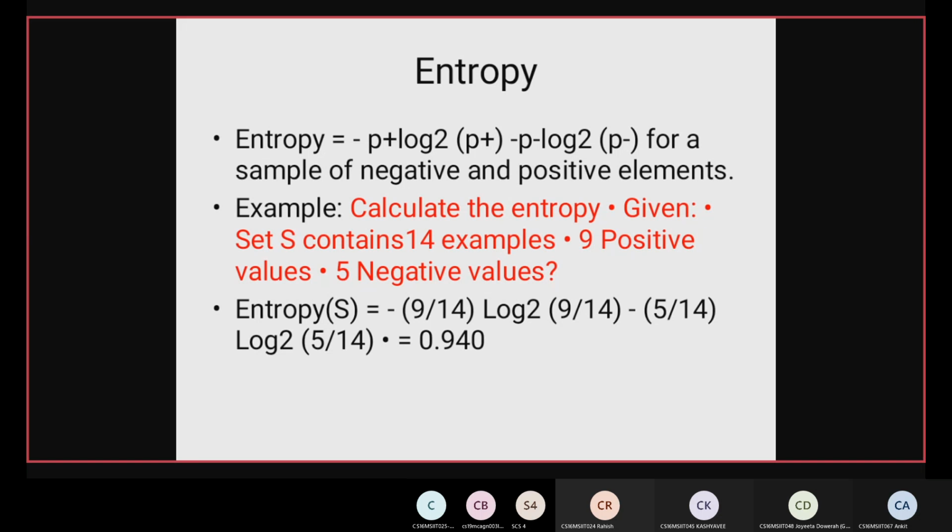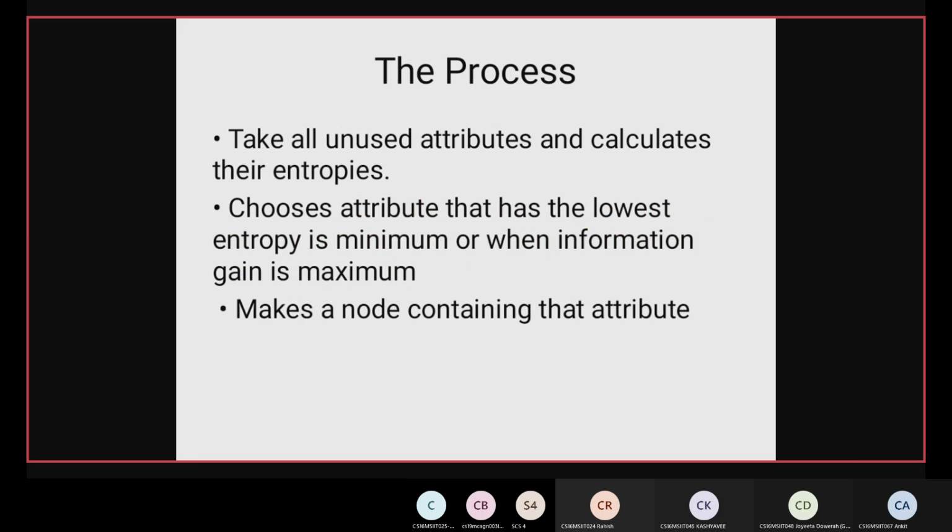How the ID3 process takes place: first, take all the unused attributes and calculate their entropies. Okay, then it chooses the attribute that has the lowest entropy, that is minimum, and the information gain is maximum. What I said is, if the information gain is more, then the entropy is less, isn't it?